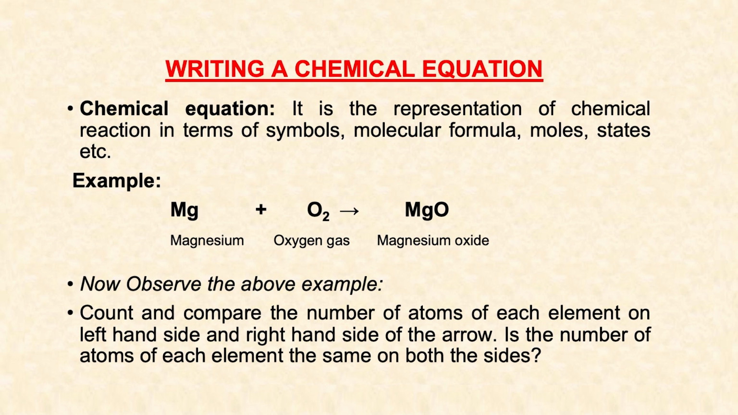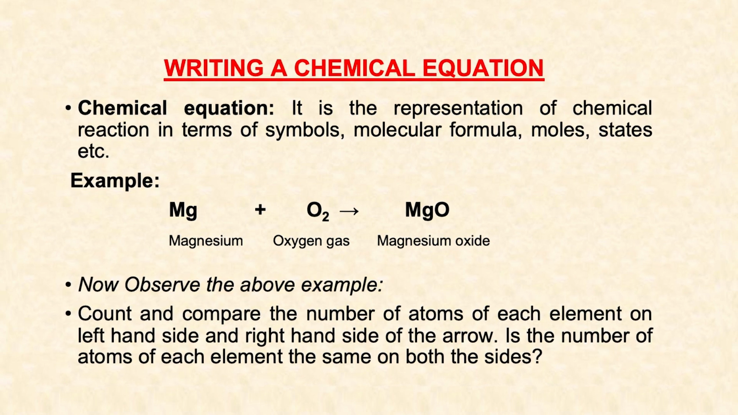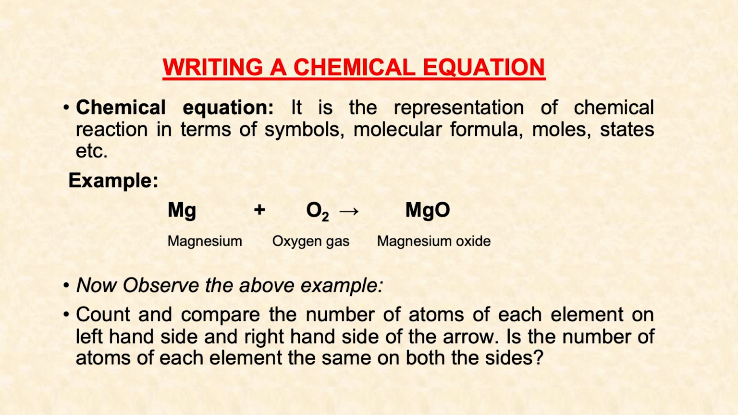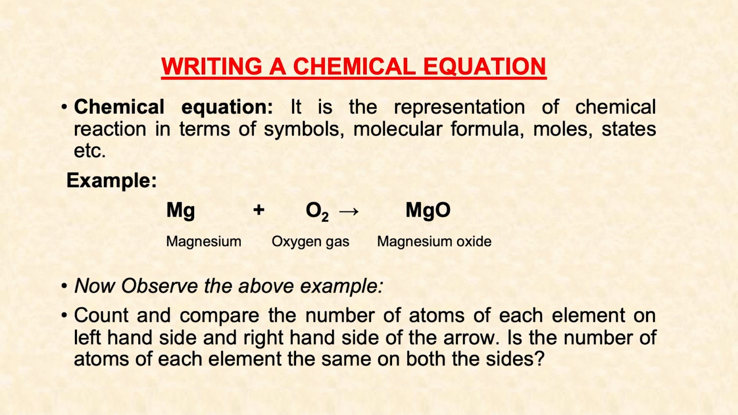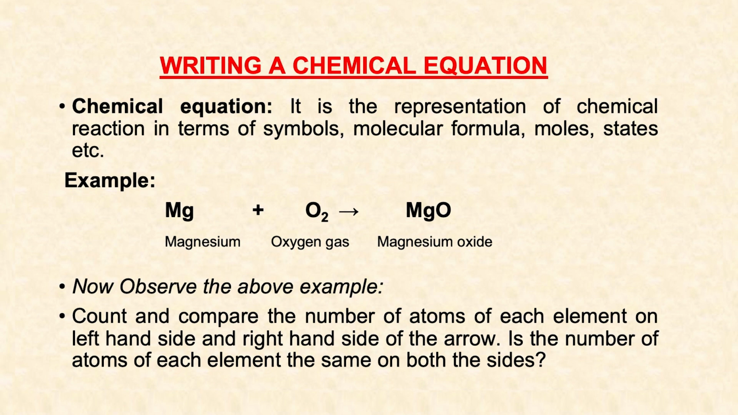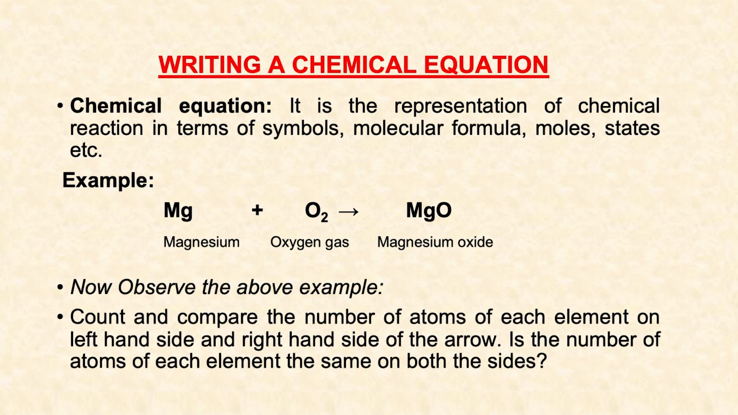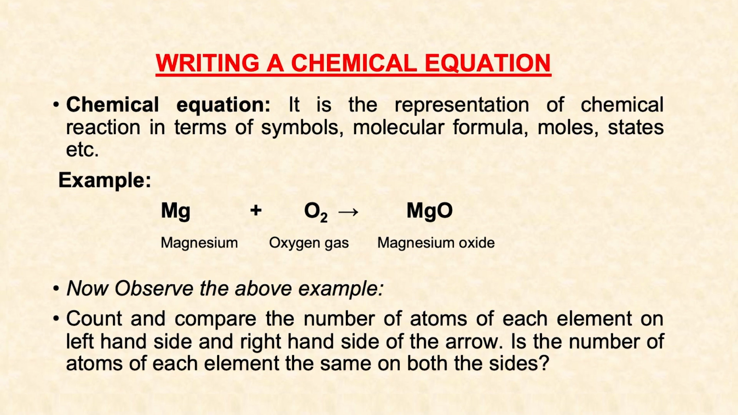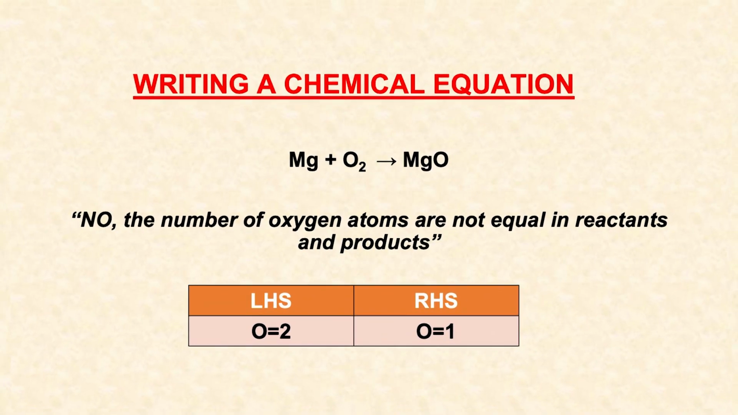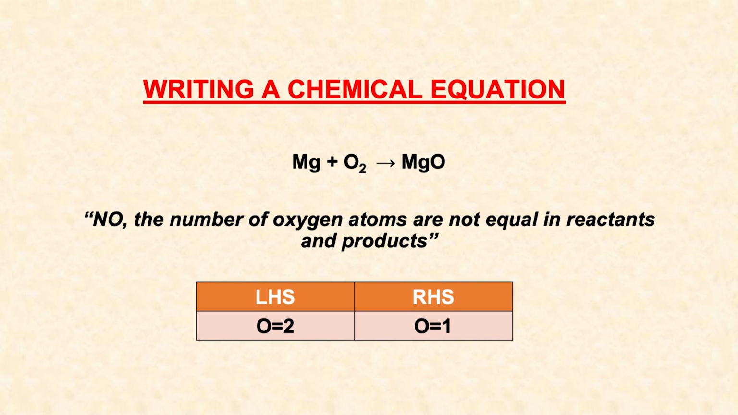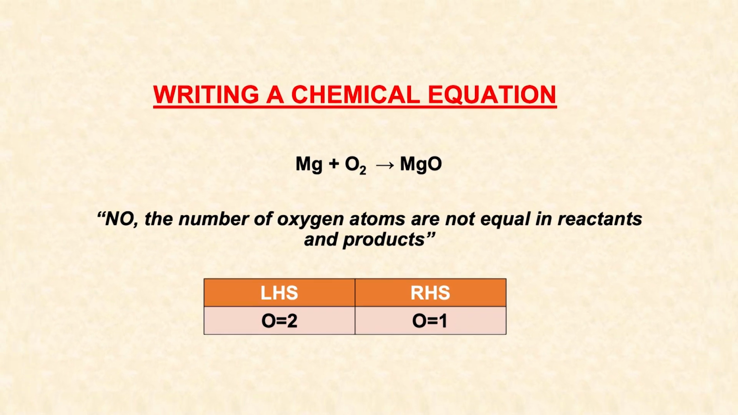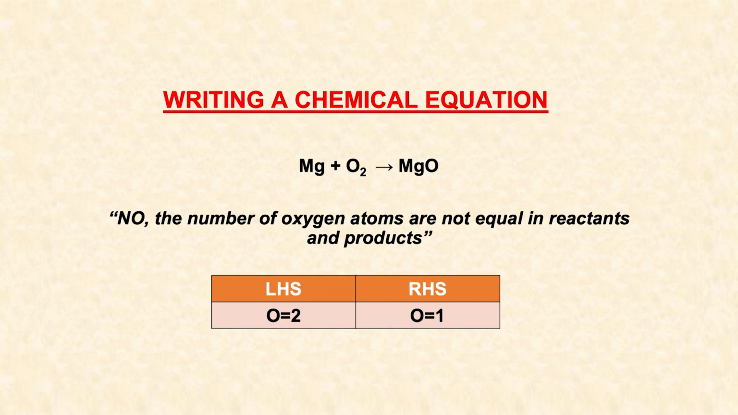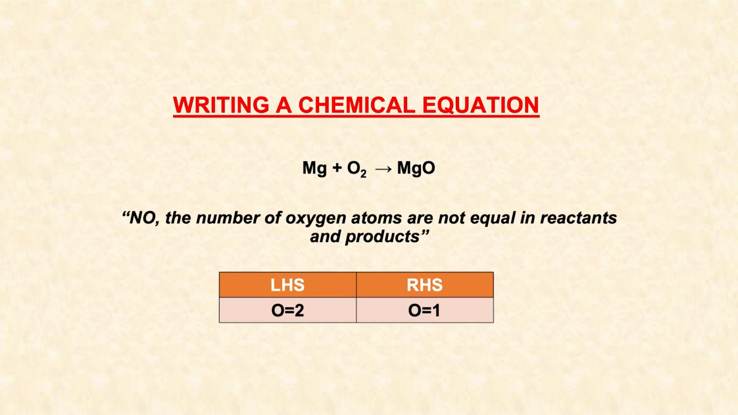But is this chemical equation complete? In the above example, count and compare the number of atoms of each element on the left hand side and the right hand side of the arrow. Is the number of atoms of each element the same on both the sides? No, the number of oxygen atoms on both the sides is not equal. Left hand side has 2 oxygen atoms, whereas right hand side has only 1 oxygen atom. A chemical equation should always be balanced.